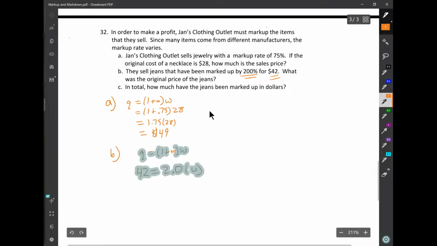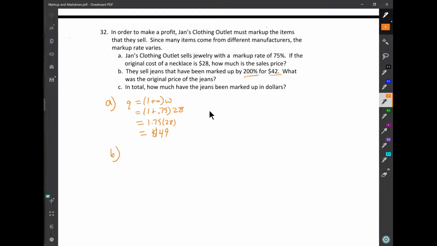Okay, so now in part B, they want us to look at the price of these jeans that have been marked up 200% from the original price. The sale price now is $42, and they want to know the original price. So it's a markup, so I'm going to write 1 plus M times W. The sale price is $42. That's what you're going to pay. We know that the markup is 200%, so if I plug in 200% divided by 100, that would be 2 for M.